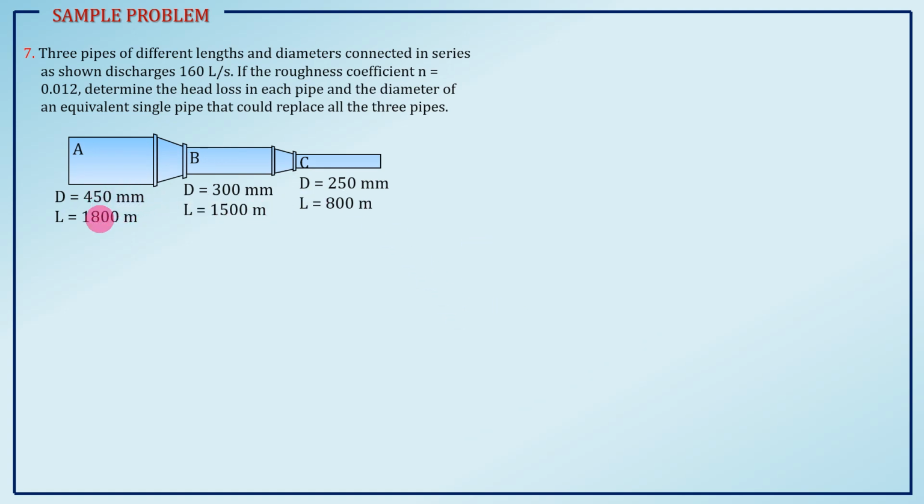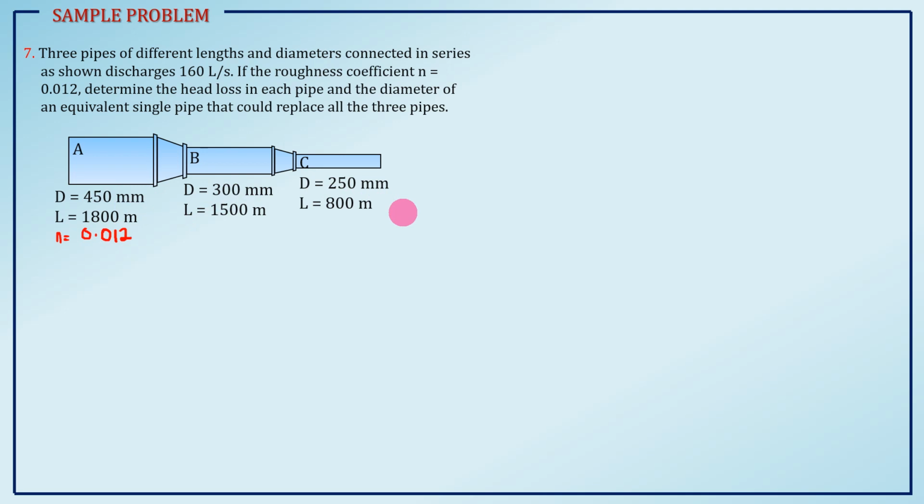415 millimeter in diameter. At A, length is 1,800. Sa pipe B, diameter is 300, L is 1,500. At C, we have 250 millimeter diameter, L is 800. And given then yung Manning's coefficient, the 0.012. So, it applies on all of the pipeline here.